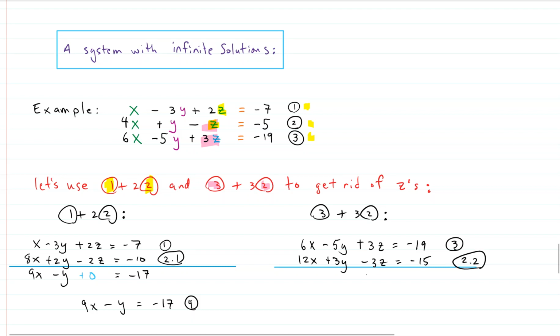So now we add equation 3 and equation 2.2, and we get 6 and 12 gives us 18x. Negative 5 and 3 gives us negative 2y. We get a 0 with the z variable, which is what we wanted. And we get negative 34. So that gives us a new equation: 18x minus 2y equals negative 34. We'll call that new equation equation 5.